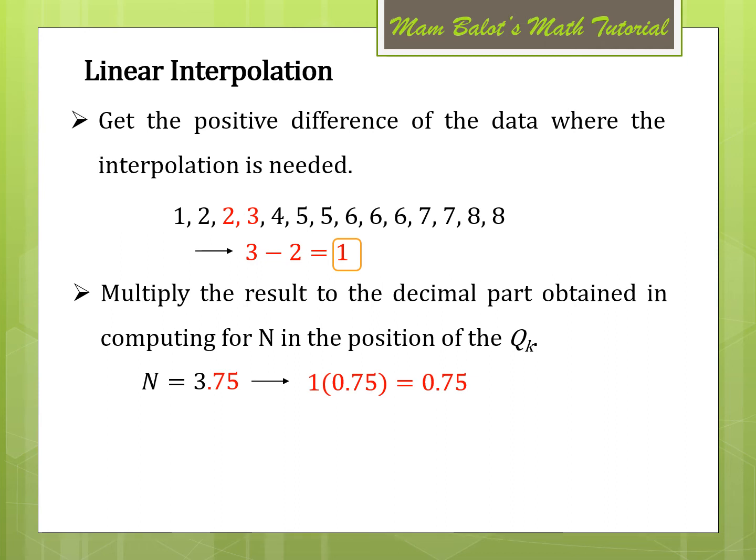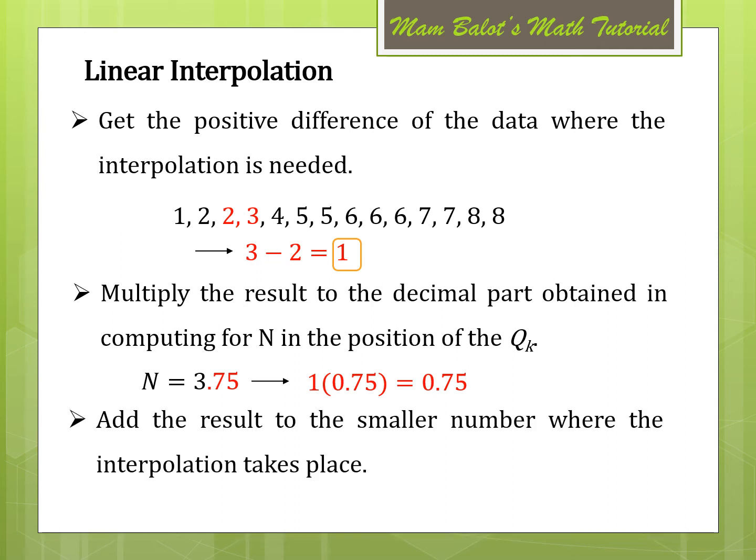Then the next step is add the result to the smaller number where the interpolation takes place. So the result is 0.75, and we need to add this one to the smaller number there. So between 2 and 3, we have 2. So that becomes now 0.75 plus 2 is equal to 2.75. Thus, our q sub 1, or the first quartile, is equal to 2.75.